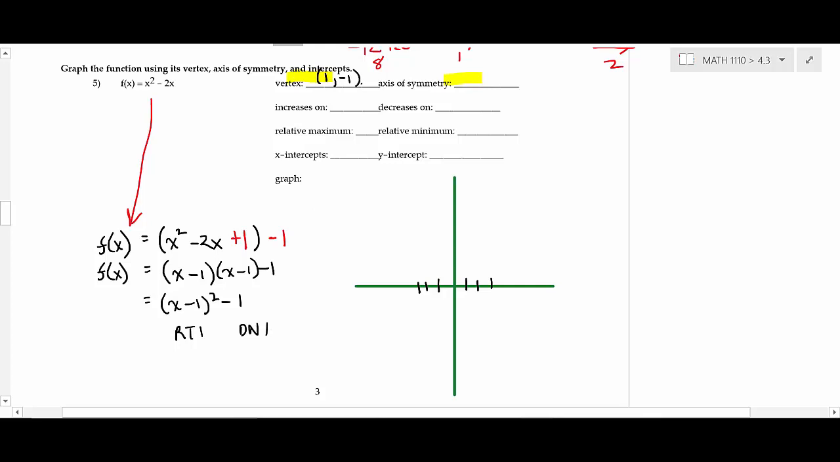What's the axis of symmetry? x = 1. Now you want to put an equation there. Remember, it's always x equals whatever that x value is right there. Does this thing open up or down? Up. Is there any stretching? Nope, there's nothing in front of that parenthesis, so there's no stretching.